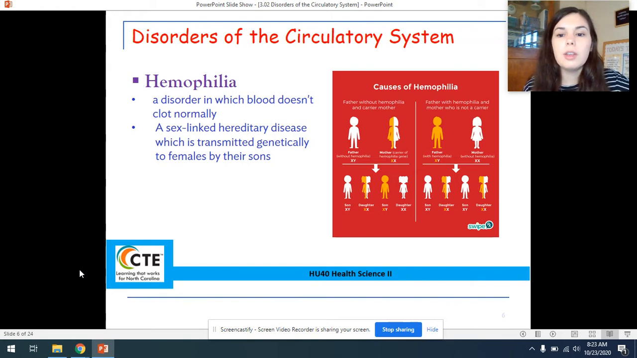If there was a father who had hemophilia and the mother was not a carrier, and they were to have 4 kids, then you would have 2 children that do not have it, and 2 that are carriers. So it's specifically transmitted genetically to females by their sons.